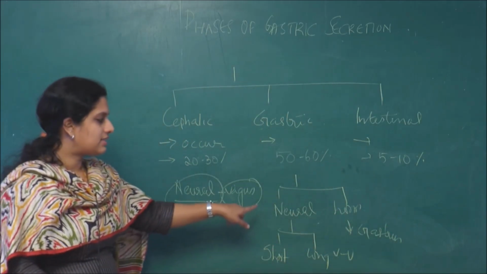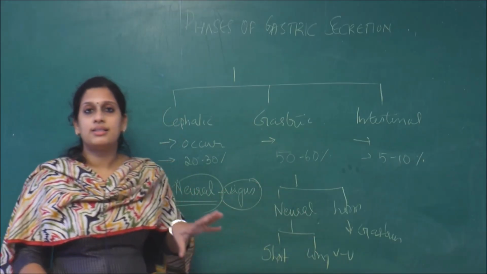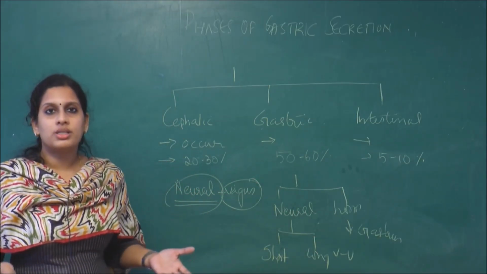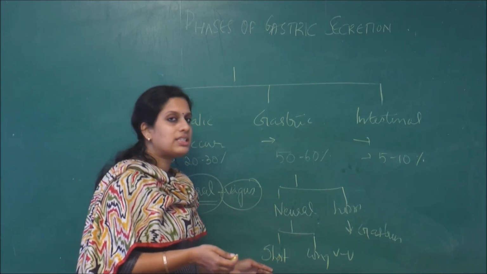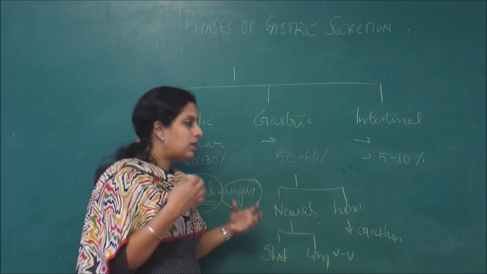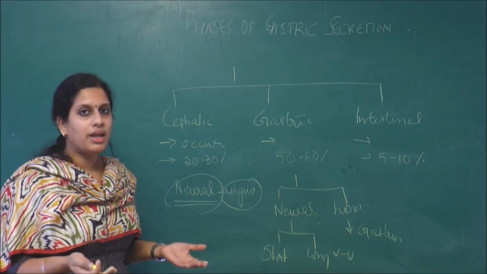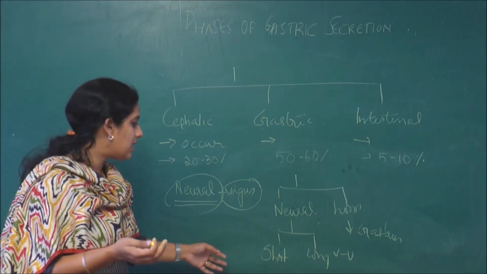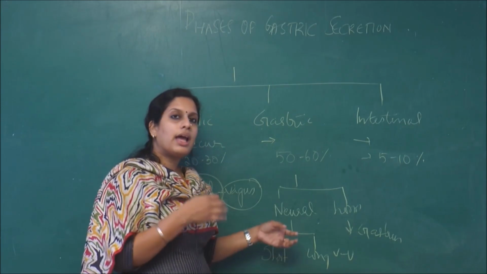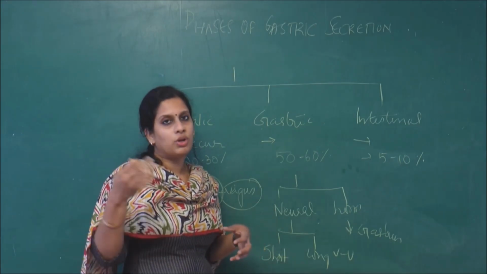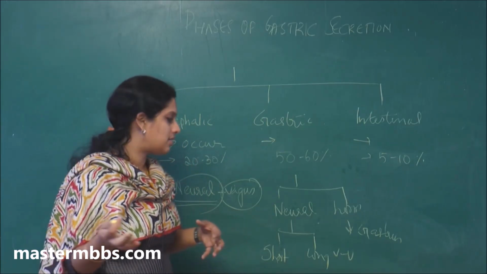In the short reflex, the stimulus is the distension of the stomach. Stretch receptors of the stomach wall are stimulated, and the short reflex fibers are present inside the stomach wall. The fibers reach the myenteric plexus or Meissner's plexus, and synapse with the ganglion cells in the enteric nervous system, and the post-ganglionic fibers stimulate the different types of cells, which ultimately results in increased gastric secretion.